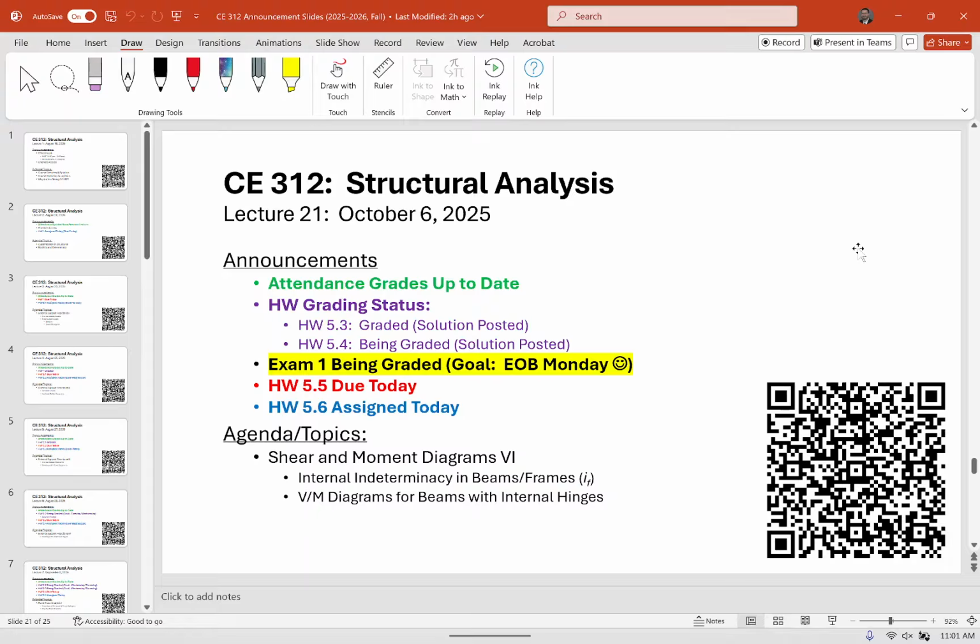All right. Today we're going to tackle our last beam-related shear and moment diagram, which is shear and moment diagrams for beams with hinges, okay? And so we'll talk about how you address that. Before we do that, though, I'm going to take a little bit of an aside and talk about internal indeterminacy, because we haven't talked about that yet for beams and frames, and how something kind of interesting happens with beams. So we'll get to that here in a bit.